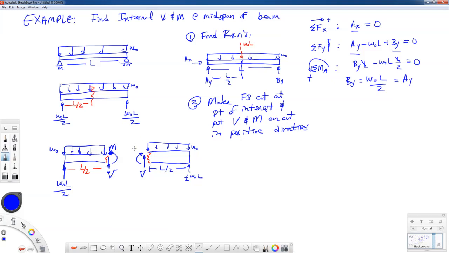Notice how these internal shearing force and bending moments oppose each other. This bending moment goes counterclockwise, this bending moment goes clockwise, this shear force goes down, and this shear force goes up. That's Newton's law in action, equal and opposite reactions. If we are consistent with the way that we do this, we will get the same answer no matter if we look at the free body diagram on the left or the free body diagram on the right. But we do have to be consistent. I want to try to keep emphasizing that.